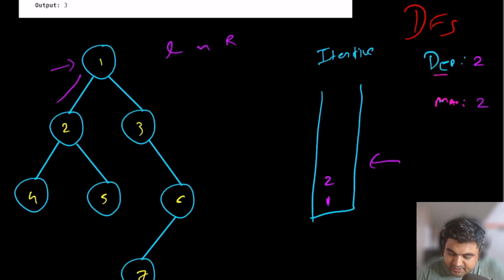Now again from this 2, it does have a left node. We are going to again add entries to our stack. So we are going to increment the depth, and also the maximum depth we have been able to find so far is going to be value number 3.